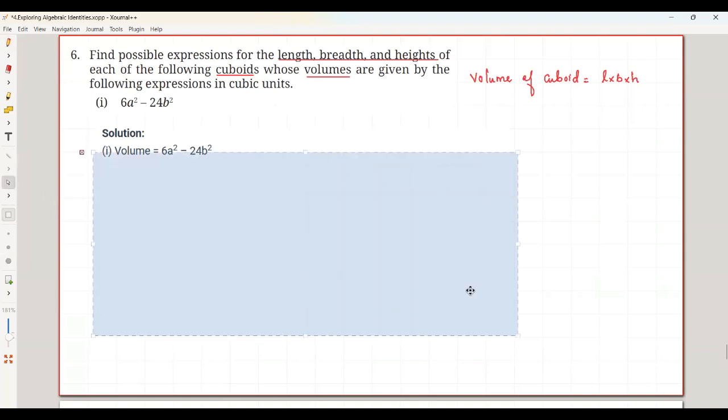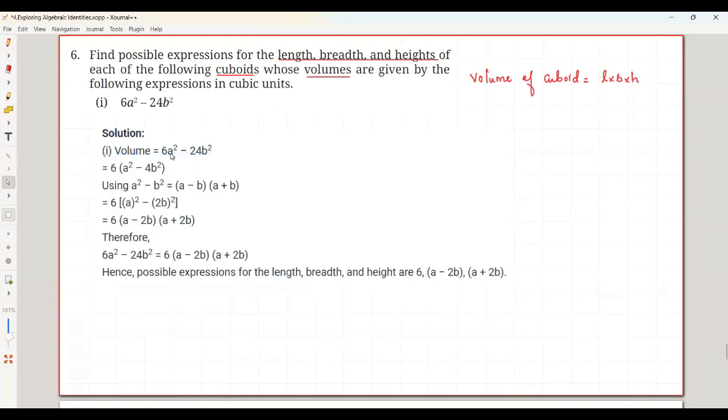As 6 is common, I can just take 6 outside, which leaves a square minus 4b square inside. Now this is in the form of a square minus b square, so we have to expand: a square minus 2b the whole square. Now this is our a value, this is our b value. A square minus b square means a plus b, a minus b, or a minus b, a plus b. Both are same. Now here we are getting three factors: one is 6, the second one, and the third one. First one you can take as length.